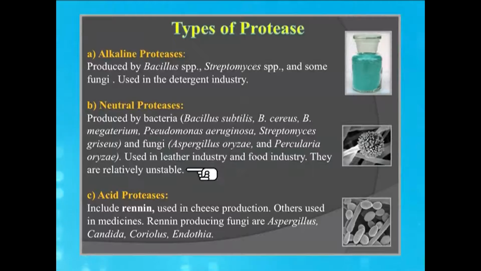The neutral proteases are quite unstable but used mainly in leather and food industry, and the producer organisms are Bacillus subtilis, Bacillus cereus, and here we can see the diagram of the fungi Aspergillus oryzae, which also produces the neutral proteases. And in the acid protease range, we have a typical example of rennin, and we know that rennin is an enzyme used for the preparation of cheese.